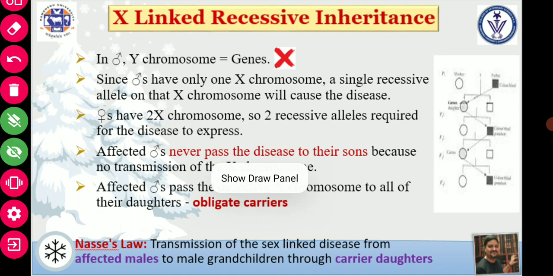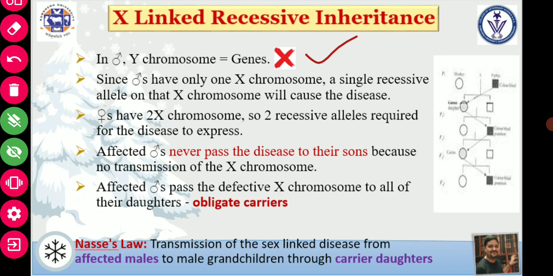Now, the most common one, the X-linked recessive inheritance. So in male, on Y chromosome, we know there is no gene, but there are a few genes, exceptions are there. This is, I am talking in general. It is considered that there are no genes on the Y chromosome.